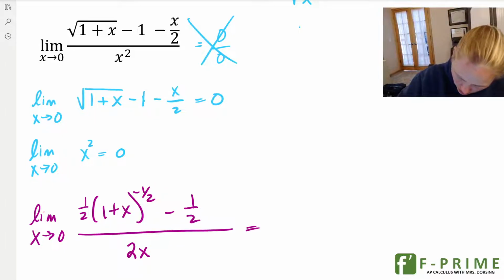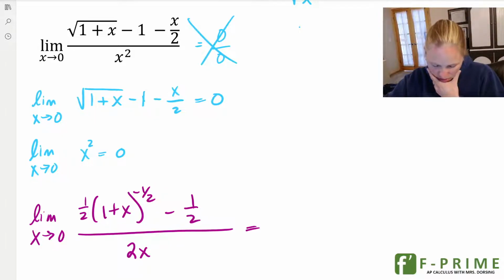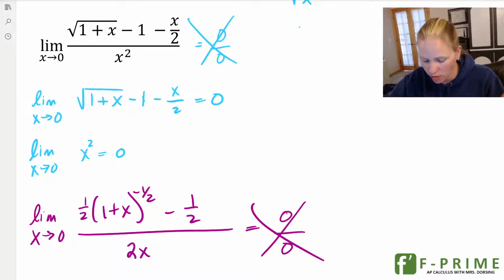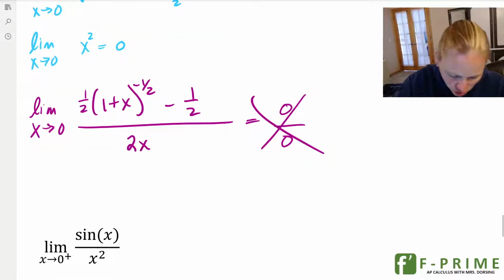Uh-oh, when I plug this in, I get 0 over 0 again, but I'm going to X it right out because I'm not allowed to leave that on my paper. So all I'm going to do is take the second derivative. So L'Hopital's rule can be applied as many times as you need to if you continue to get indeterminate forms.